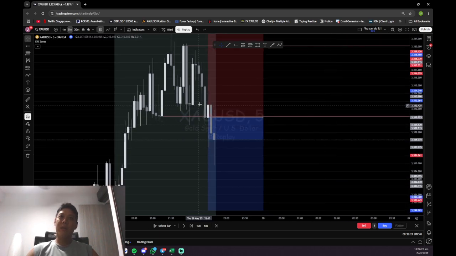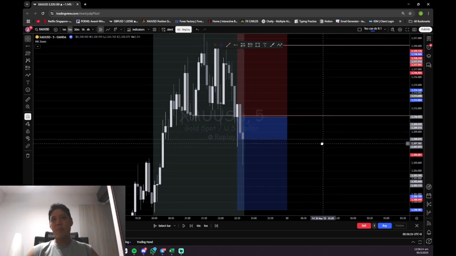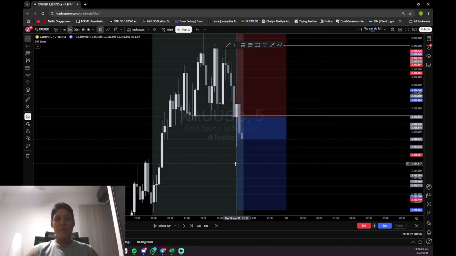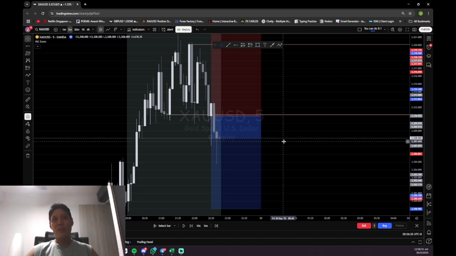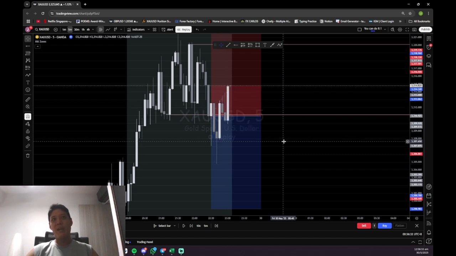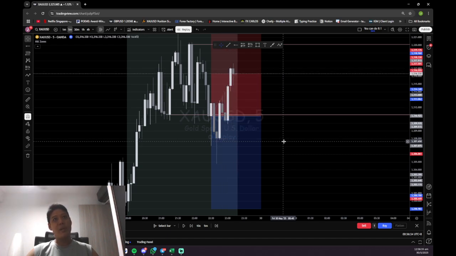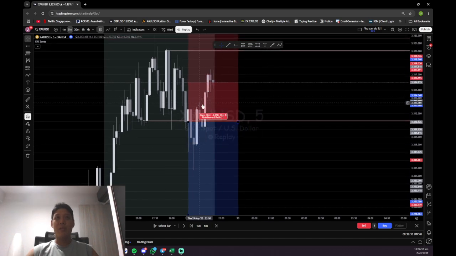Moving forward, this actually looked quite promising. I was quite happy, but once I saw this wick, I think this is it. This was the final move downwards. And lo and behold, that is really the case. It went up. Basically, there are solid movements now.